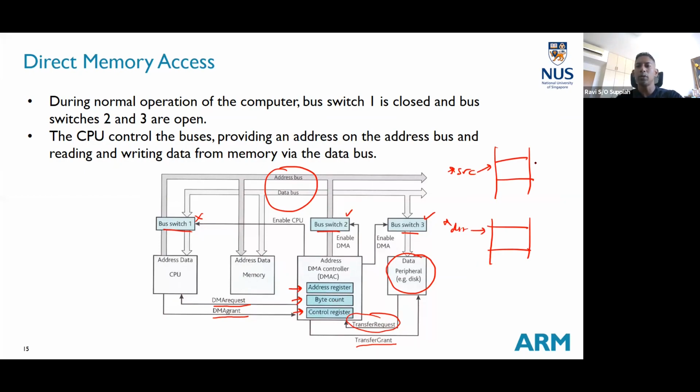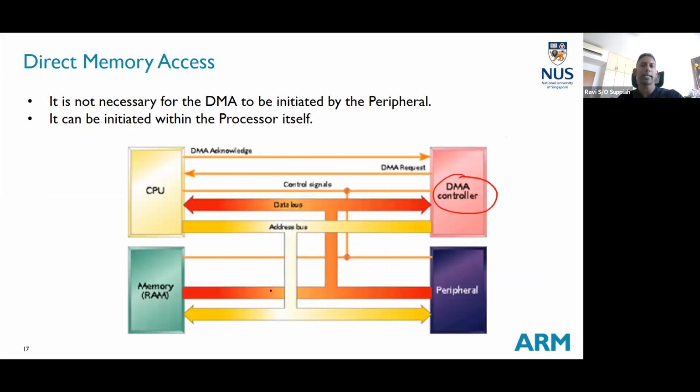Then I need to know how big the size of the data is. That is the byte count. And the control register is the register where you can configure things like whether you want interrupts, when to start, and so on. The control register is just like any other peripheral control register, where there can be some settings and configurations you can put in place depending on how you want that peripheral to behave.